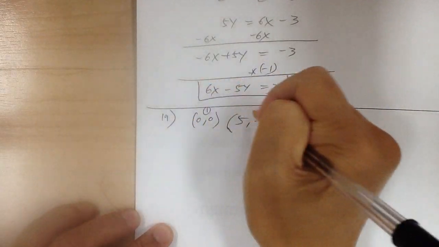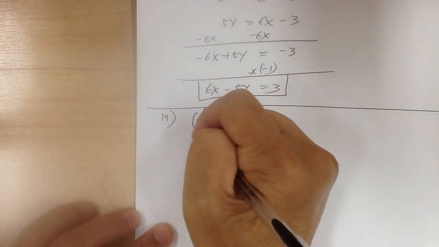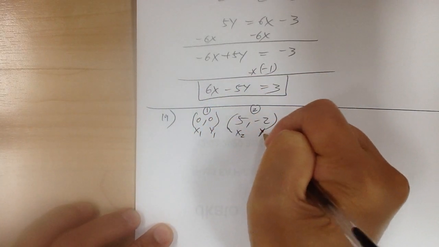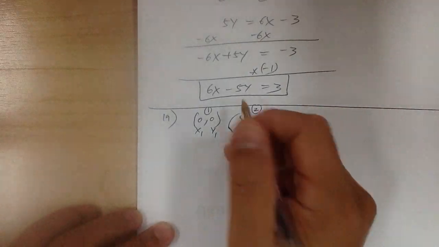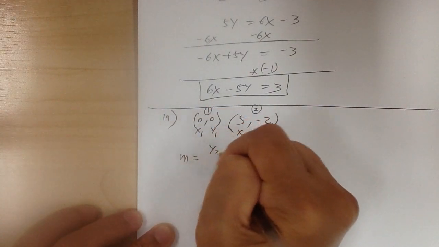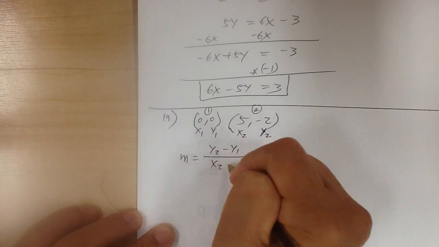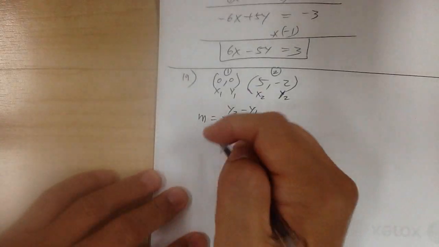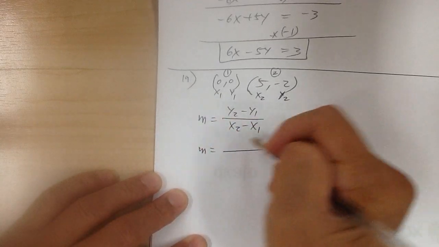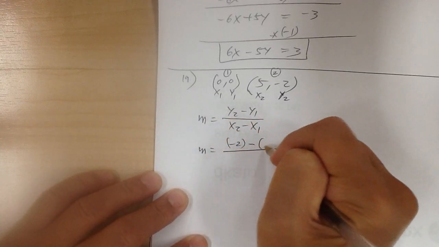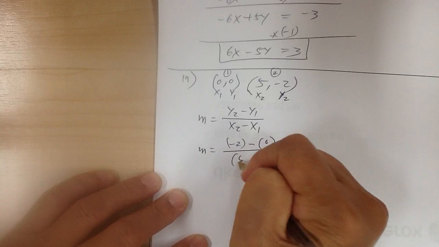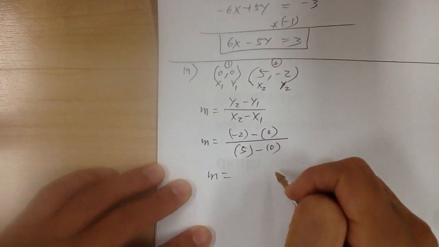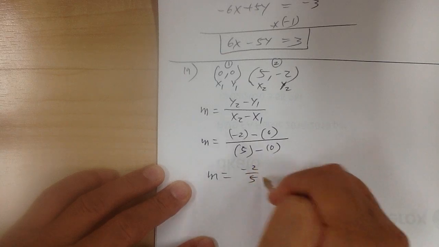Okay, so this is point 1, this is point 2. So that's your x1, y1. That's your x2, y2. Okay. So first, let's go and find the slope. The slope equals y2 minus y1 over x2 minus x1. Okay. So that's the formula for slope. So substitute. So y2 minus y1 over x2 minus x1. So slope equals negative 2 over 5.